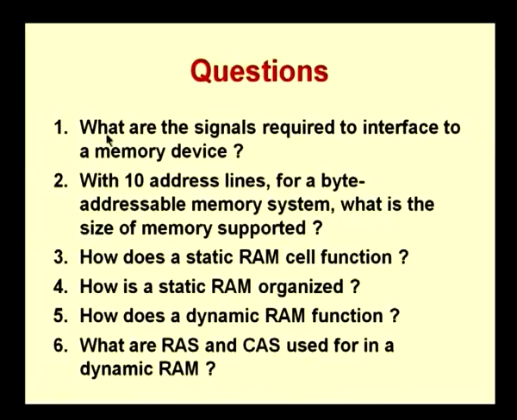Here are questions to review the content that we have looked at today. Question number 1, what are the signals required to interface to a memory device? Question number 2, with 10 address lines for a byte addressable memory system, what is the size of memory supported? Question number 3, how does a static RAM cell function? Question number 4, how is a static RAM organized? Question number 5, how does a dynamic RAM function? Question number 6, what are RAS and CAS used for in a dynamic RAM?